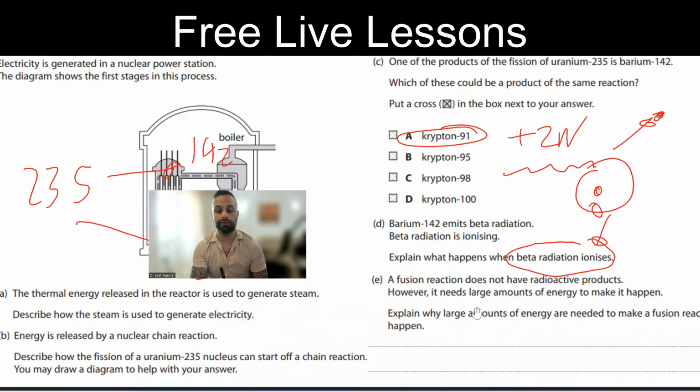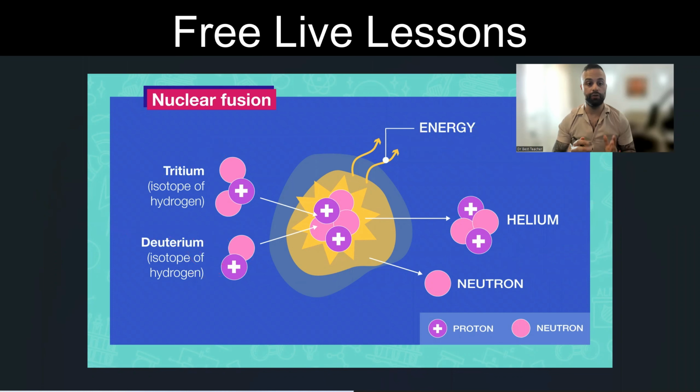Explain why large amounts of energy are needed to make a fusion reaction. Well, a fusion reaction looks like this. Now, what you can see in a fusion reaction is you're trying to join up two positive nuclei. The nucleus is positively charged. And we're using hydrogen because it doesn't have a bunch of protons, so you don't need as much energy to join these up together. And because you're trying to fuse together two nuclei that are positively charged, there's a repulsion force trying to push it away.